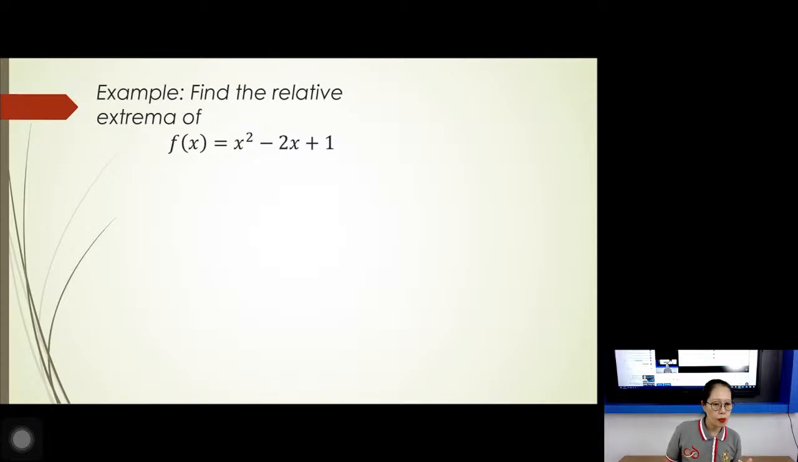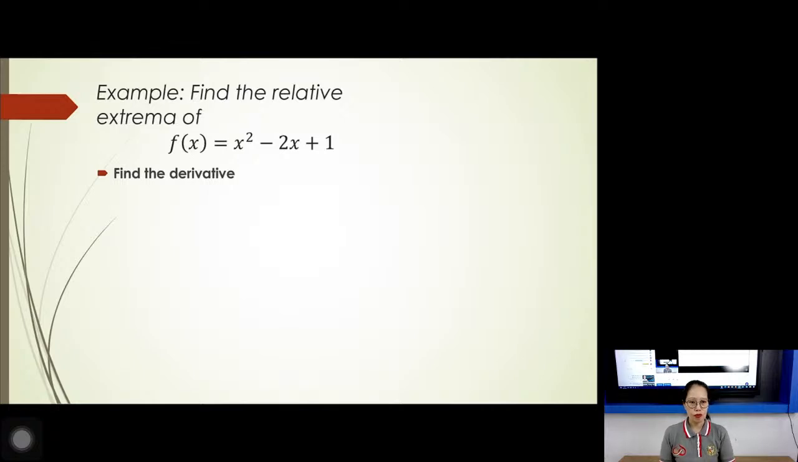Okay, let's have another example here. Grab your paper and pen. This is for you. Our function here is x squared minus 2x plus 1. So step number 1, we're going to find the derivative. Go on and write the derivative of our function. What is the derivative of x squared minus 2x plus 1?